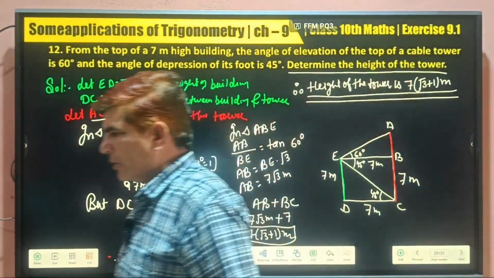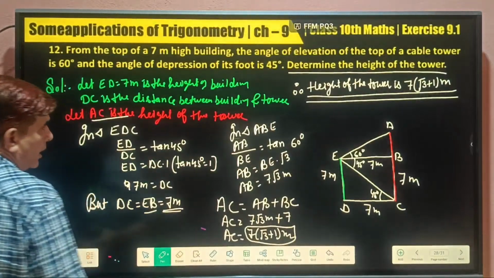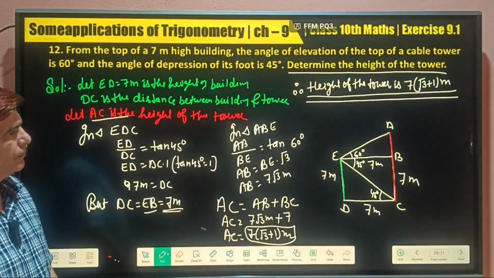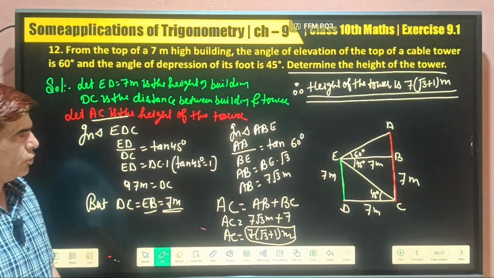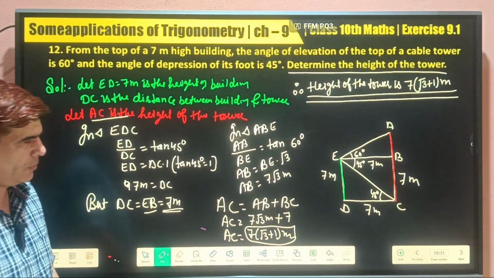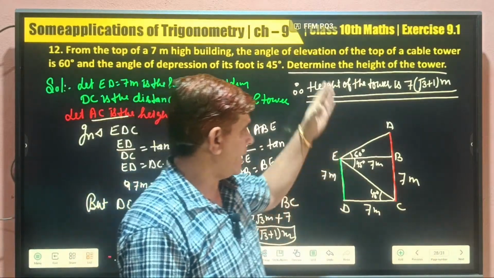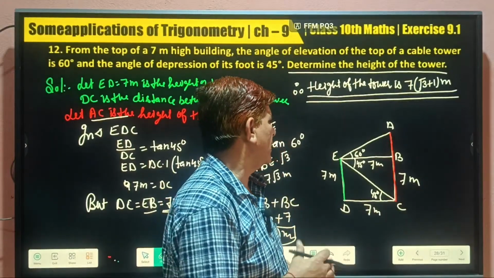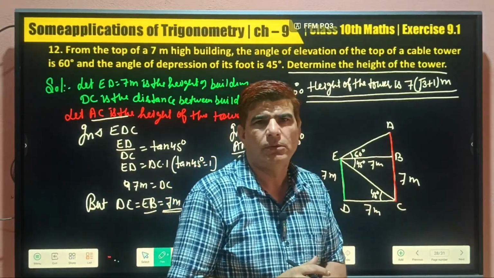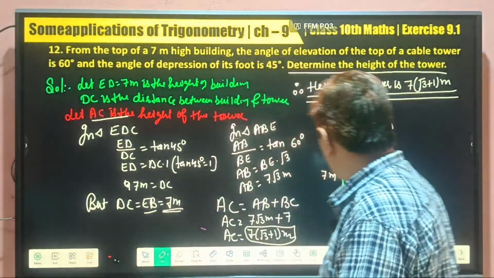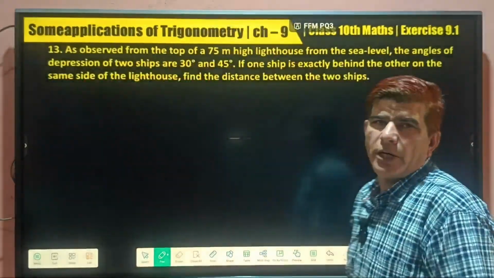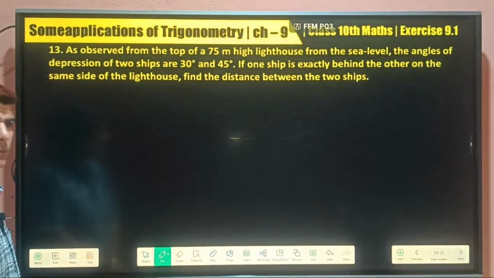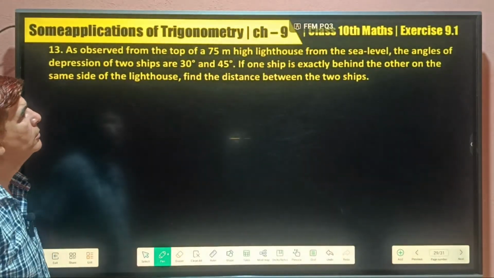So in this way we can solve any type of question and any type of problem. And this is the real use in our daily life. Without directly measuring the height of the tower, indirectly we can measure the height of the tower with the help of trigonometry. One more question is given related to it in your NCERT books.